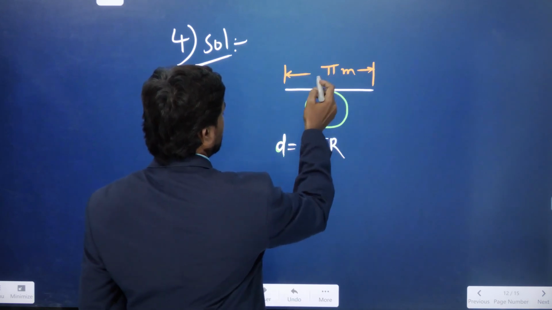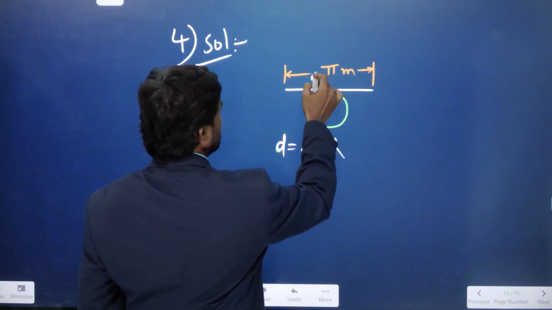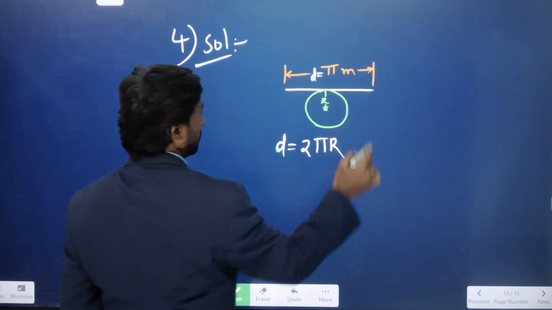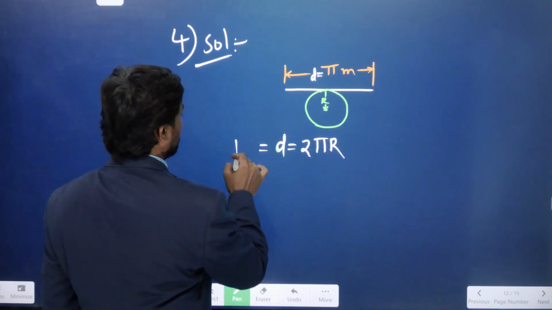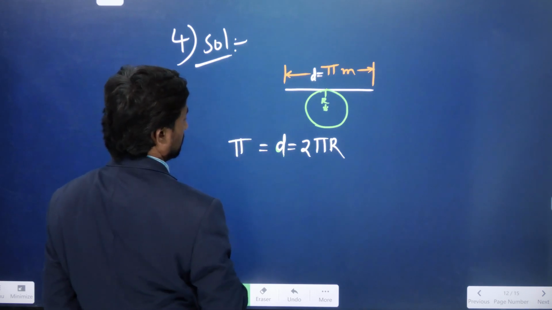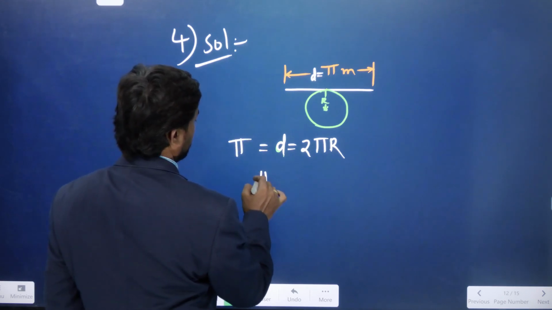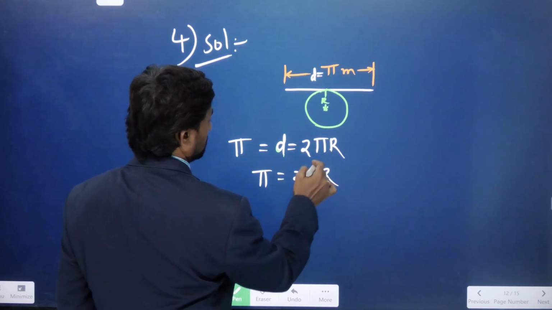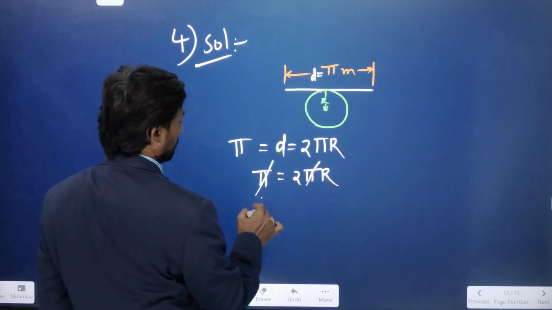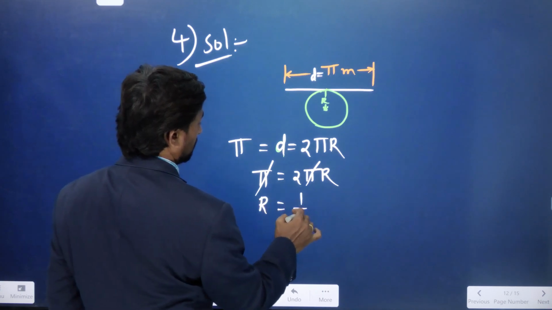What is this? Pi is nothing but the length of the wire, that is the d. So now here we can write this d is nothing but pi meters. Now from this, pi is equal to 2 pi r. Now this pi and pi will be cancelled. Then r is equal to 1 by 2.